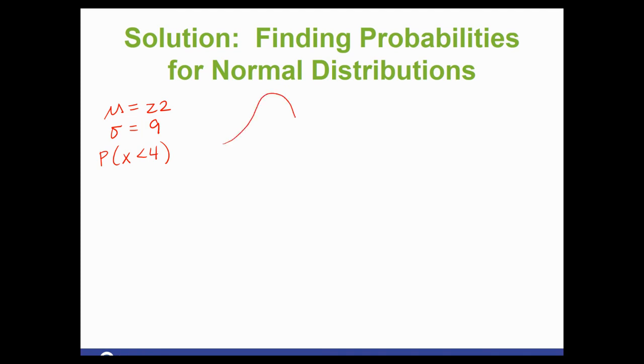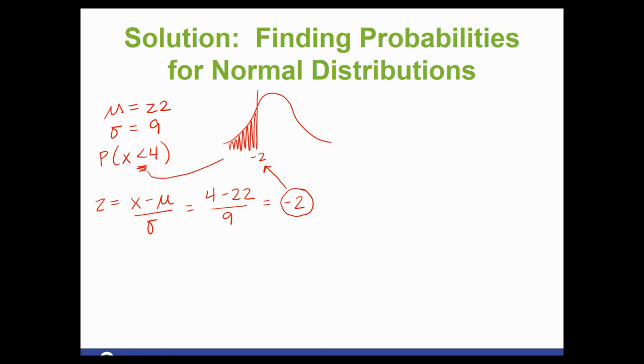So if we wanted to make a quick little sketch, before we start putting all of our numbers on there, we want to find that z-score. X minus mean over standard deviation. 4 minus 22 over 9 gives us a -2. So because it's a negative, it's going to be to the left of our hump. Because it is less than, we want to the left of that line. So -2 is where the line is at. That less than is telling us to shade to the left.